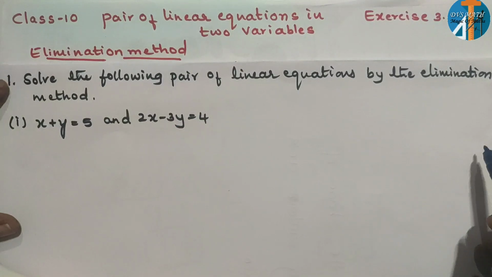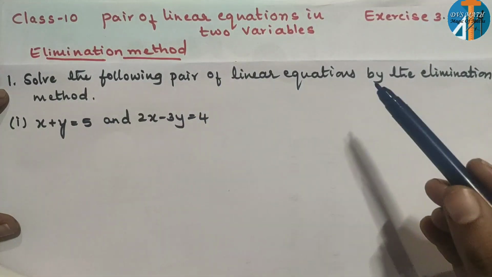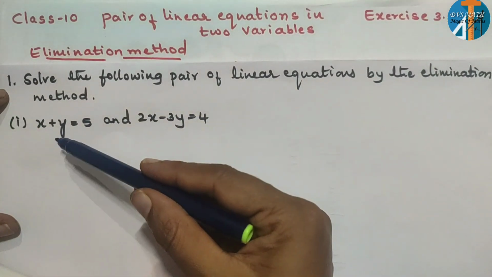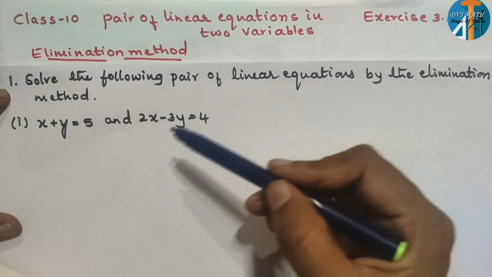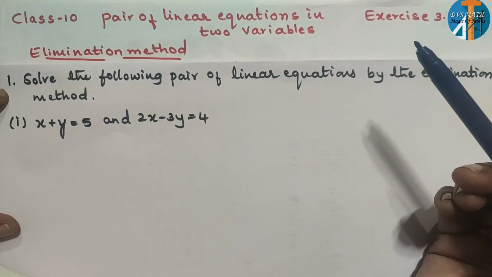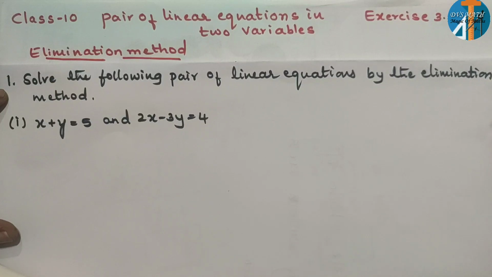So let's move on to the first question. We have four sub-questions in the first question. Solve the pair of linear equations by the elimination method. The first sub-question is x plus y is equal to 5, 2x minus 3y is equal to 4. Here in the elimination method, the first observation you have to do is to check their coefficients. As you all know, the coefficient means the number which is multiplied to the variable, either x or y.